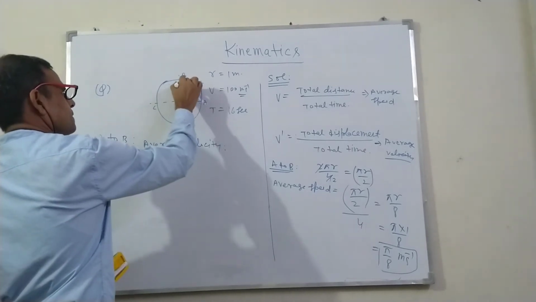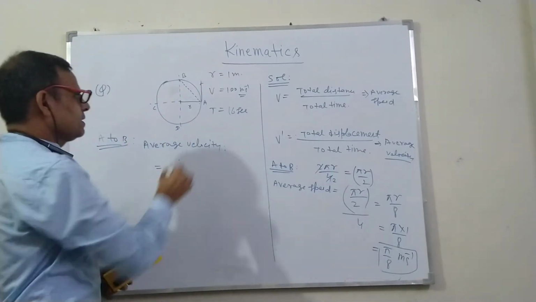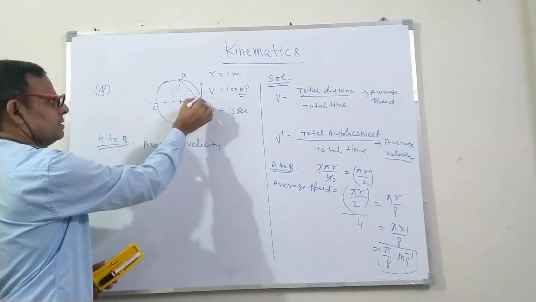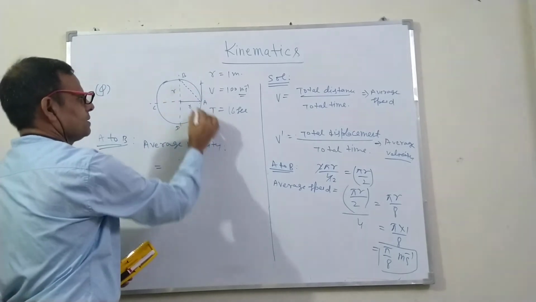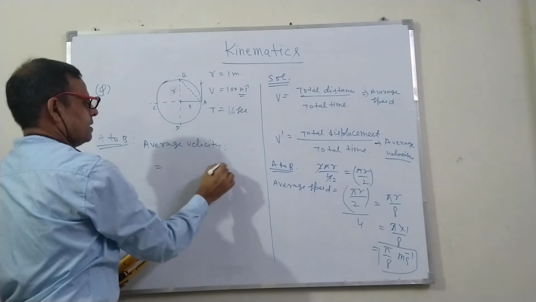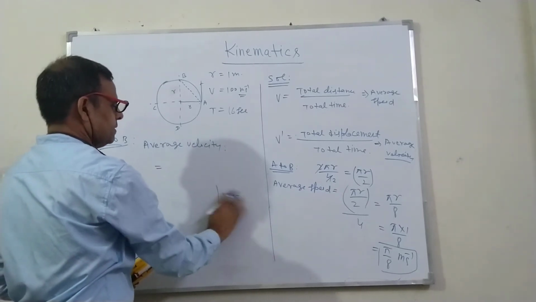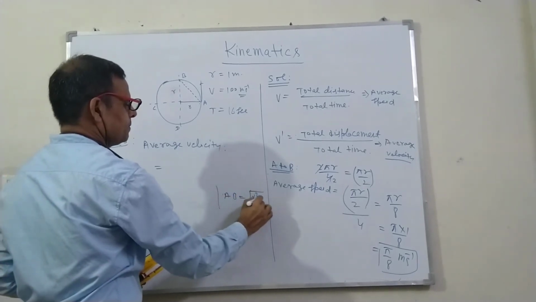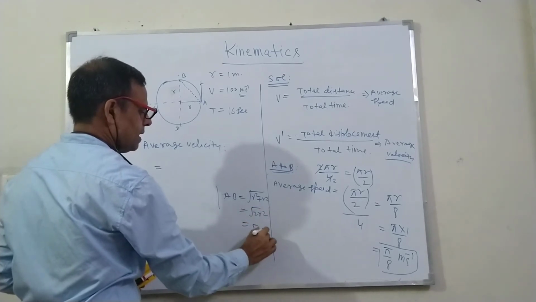From A to B, the displacement is the shortest path length between A and B. How much is that? This length, not the step length. If the radius is r, then by Pythagoras, AB is equal to the square root of r squared plus r squared, that is the square root of 2r squared, that is root 2 r.